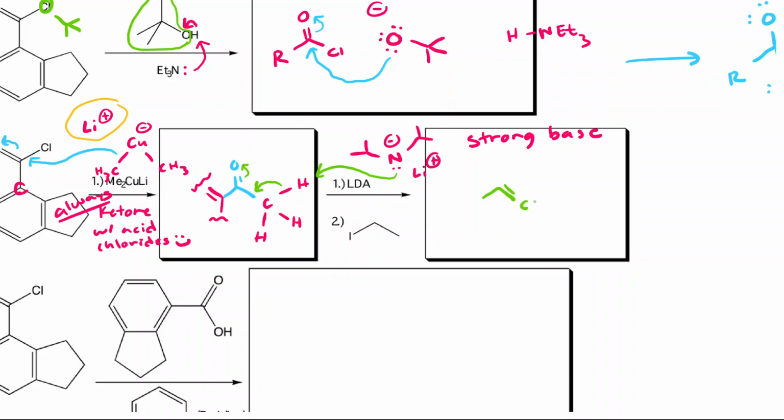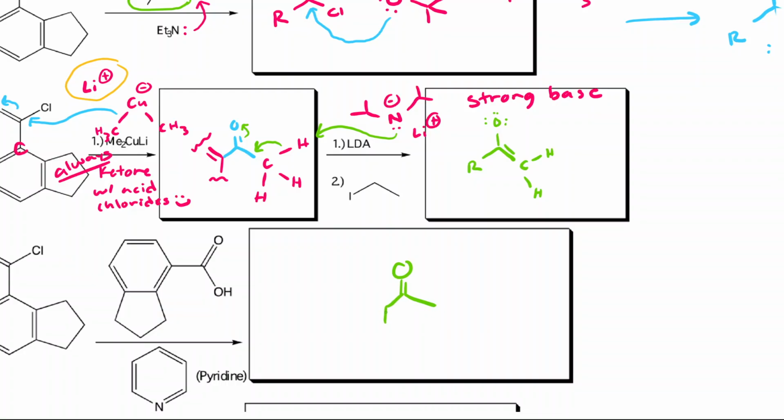Something we should think about when we are working with LDA is that LDA is going to attack the less sterically hindered side. So let's imagine, I'll draw it down here and erase it. I have this and then H, CH3, CH3.